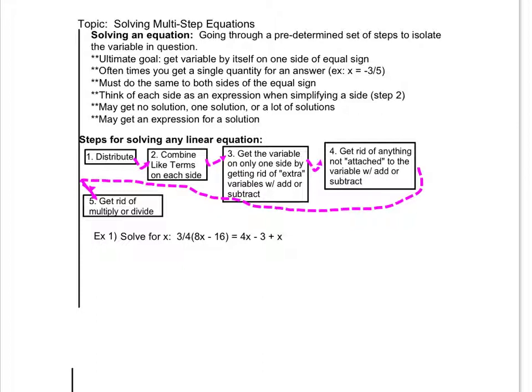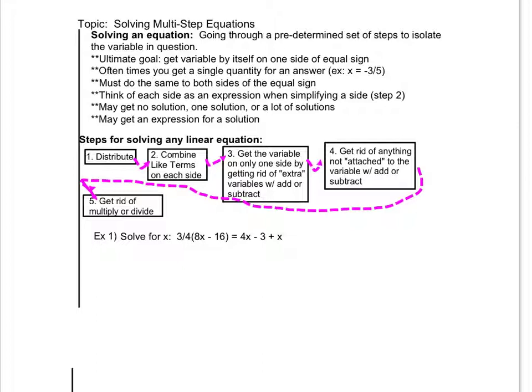Then we're going to work at making sure we have the variable on only one side. So if we have, for example, 2x on one side and 3x on the other side, we're going to have to get rid of them by either adding or subtracting. Once we have the variable on only one side, we'll get rid of anything not attached to the variable using addition and subtraction, and then we'll get rid of multiplication or division. So let's look at a couple examples here. I do have 3 examples.